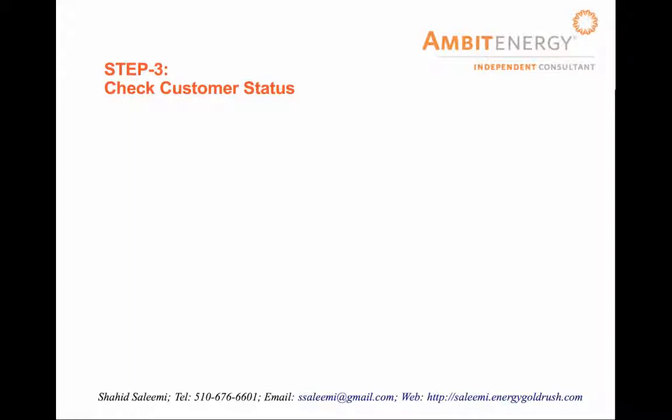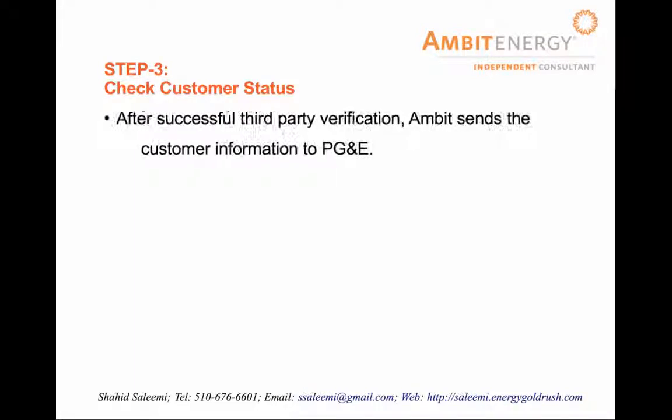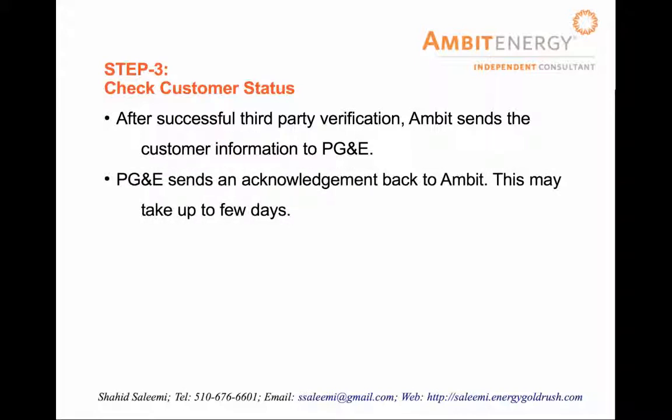Step number 3 is to check customer status in your back office. What happens is after third-party verification is completed, Ambit sends the information to PG&E, and then PG&E sends an acknowledgement back to Ambit, telling Ambit whether everything is okay and the customer can be successfully switched. And if something goes wrong, they're also going to tell Ambit about it. Keep in mind that this process may take a few days, so keep checking your customer status in PowerZone, and I'm going to show you live how you can do that.